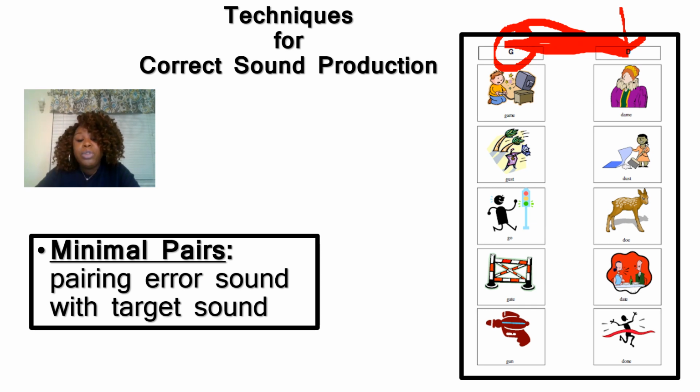If they were unable to get it at that level of blending, I may segment the sound. So I'd say, okay, we're going to start with our D sound. So we have D, 8, date. And we're going from that to G, 8, gate. D, 8, date, G, 8, gate, date, gate, date, gate. That's exactly how I would do it in therapy.